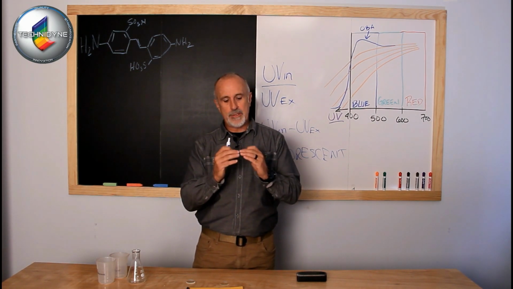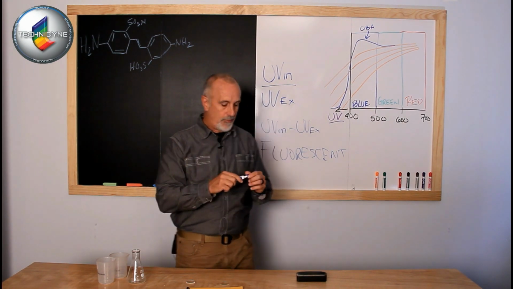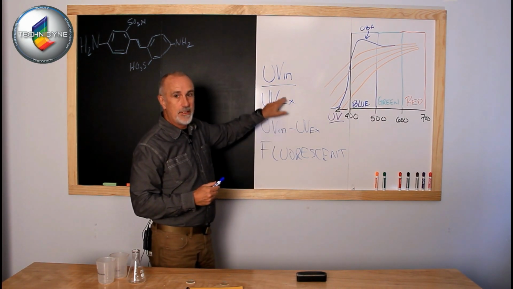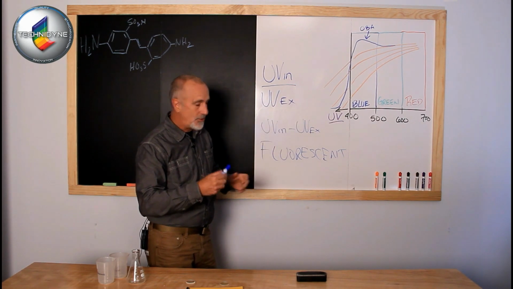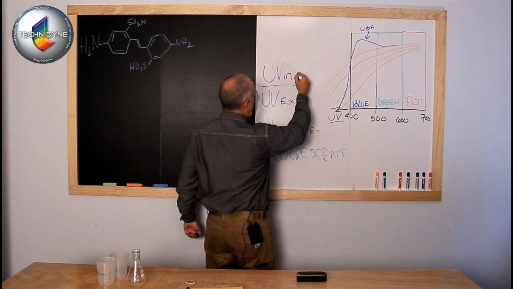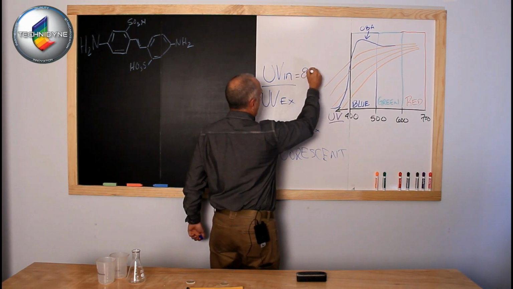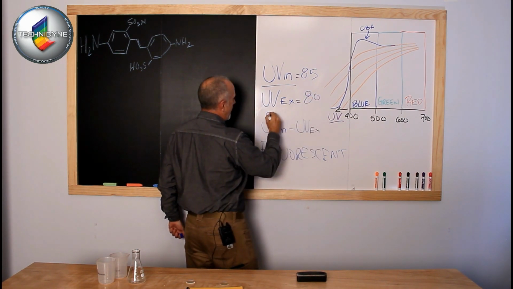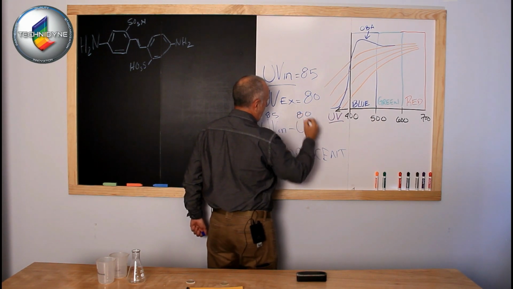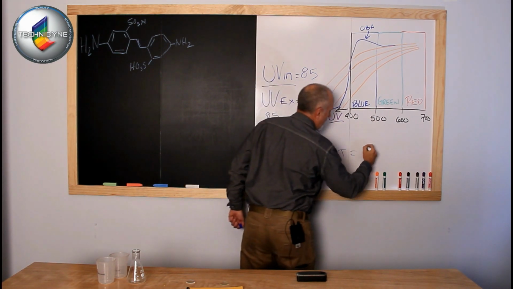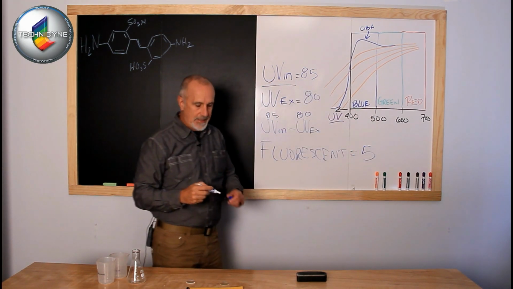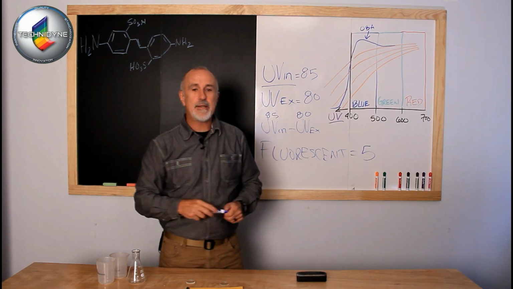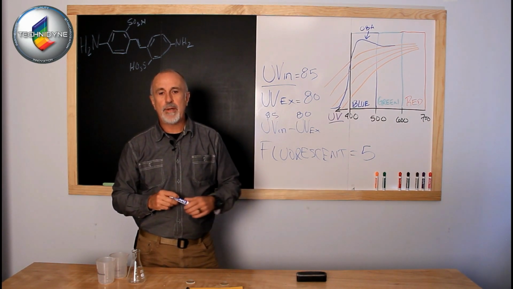So the optical brightener is increasing my brightness from whatever the UV excluded number is to whatever the UV included number is. So let's just say, for the sake of ease, this was 85 for UV included, and UV excluded was 80. So it would be 85 minus 80, and my fluorescent component was 5. It means that I'm getting a boost in brightness of 5 points due to the presence of the optical brightener.